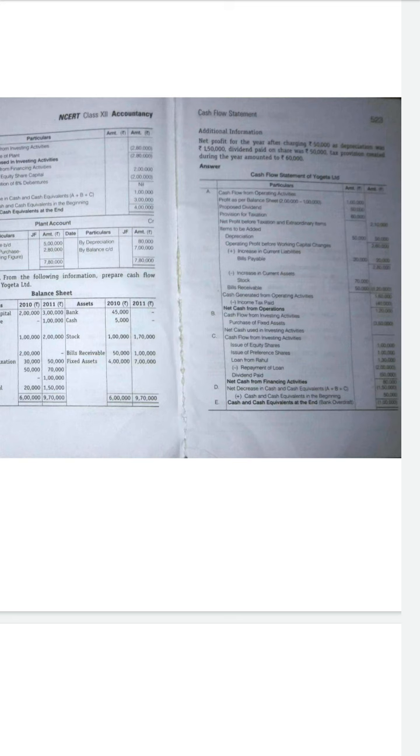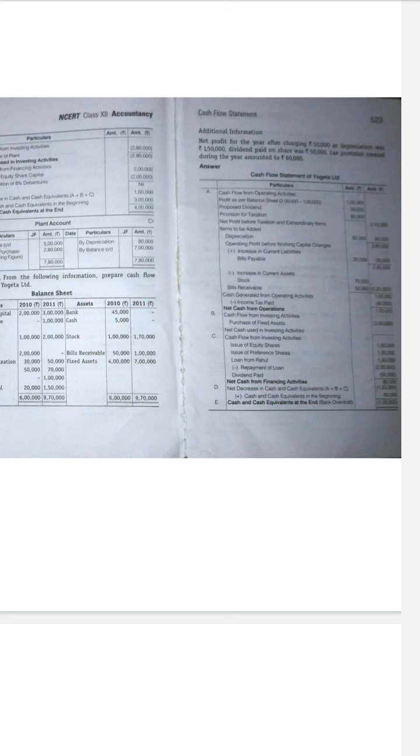Don't mug up the format, just understand the concept. Operating activities are mainly related to current assets, current liabilities, and depreciation, proposed dividend, provision for taxation, income tax, like this. Investing activities are mainly related to assets. Income will come from the sale of a fixed asset, and expenses arise only on the purchase of fixed assets.